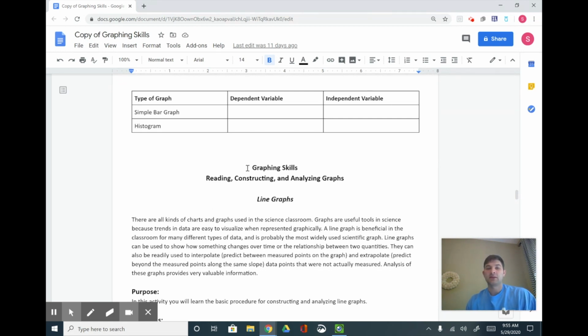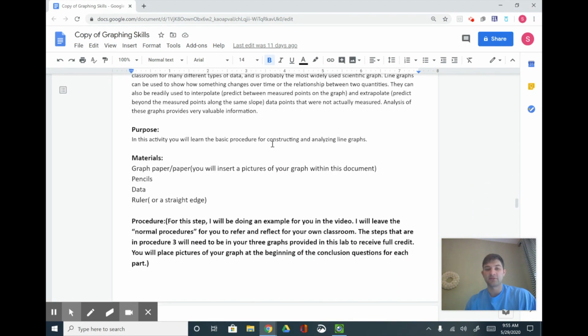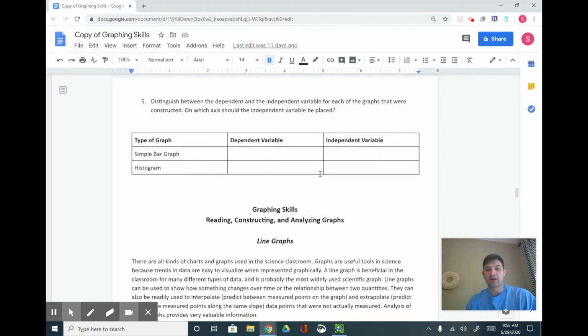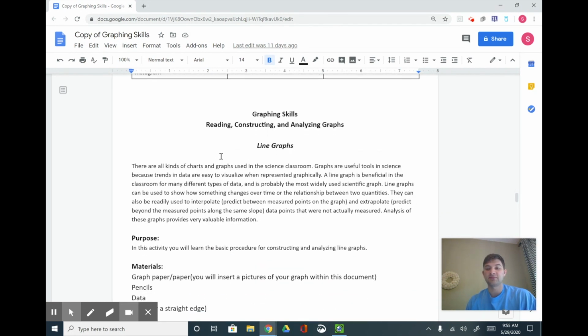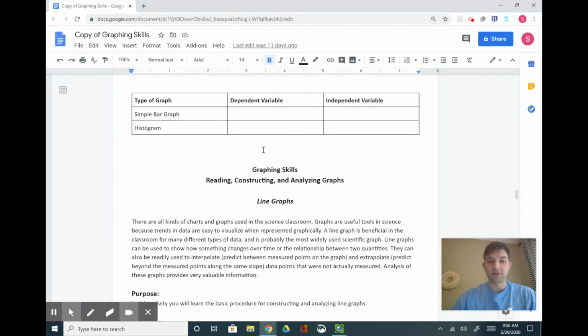Graphing skills with line graphs. Now, this is probably the harder part of the lab itself, just because of some of the post-lab questions, and also graphing the line graph seems to be something a lot of students struggle with as well. So before we get started, I wanted to give you a little cool tip.